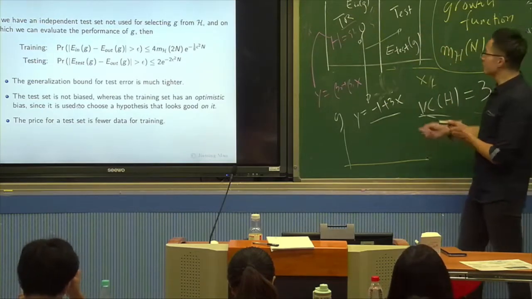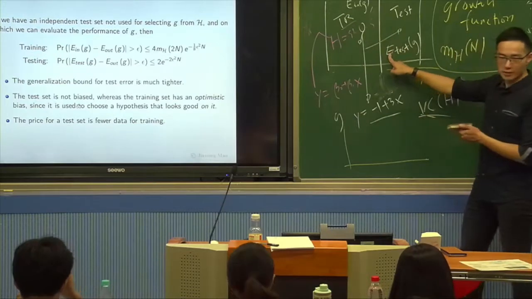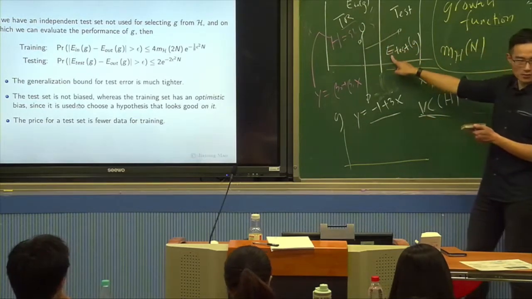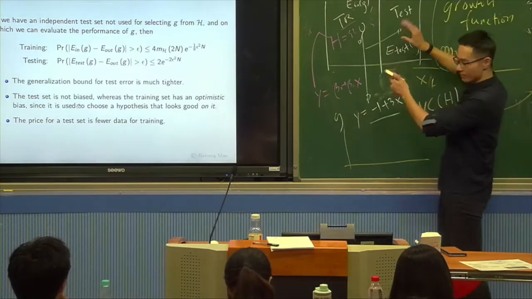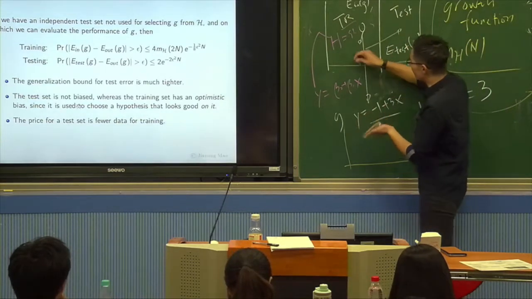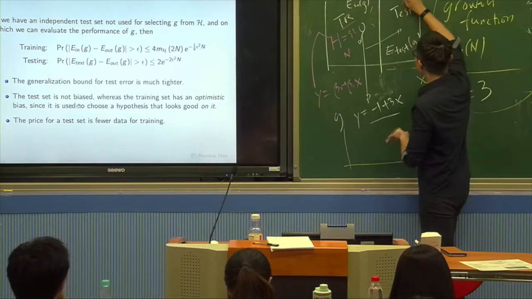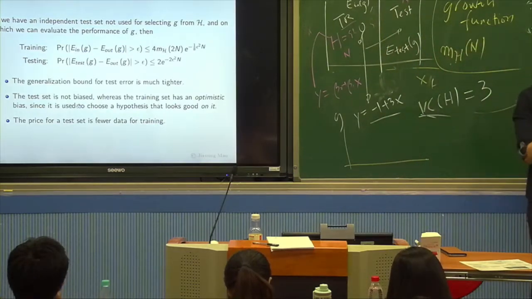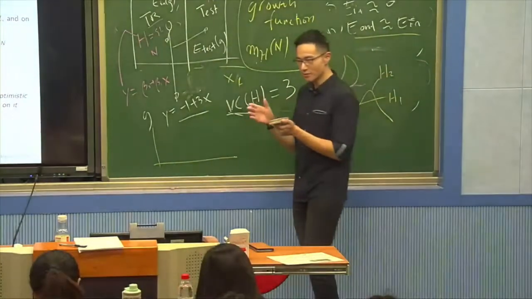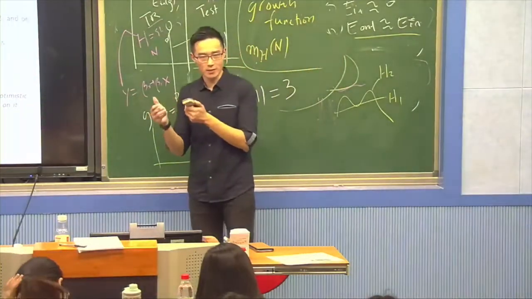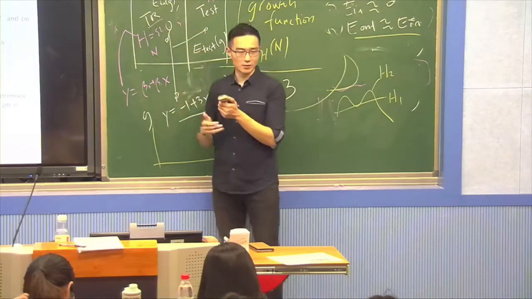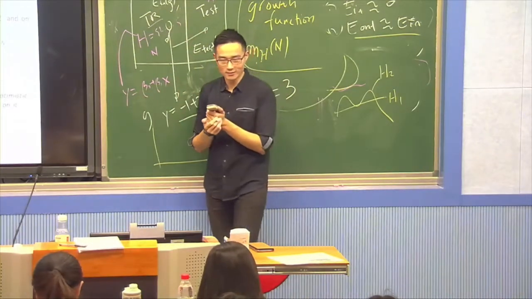Now the question is, which one is closer to E out? Is E in closer to E out, or E test closer to E out? Suppose the N is the same. Suppose the number of data is N here, and the number of data is N here. We divide our data into two parts. In that case, is E test closer to E out? Because we only care about E out, right? So is E test closer to E out, or E in closer to E out? What do you think?